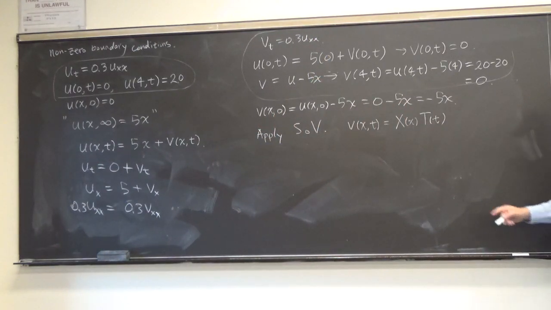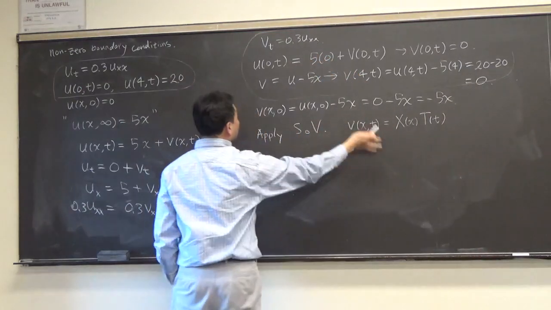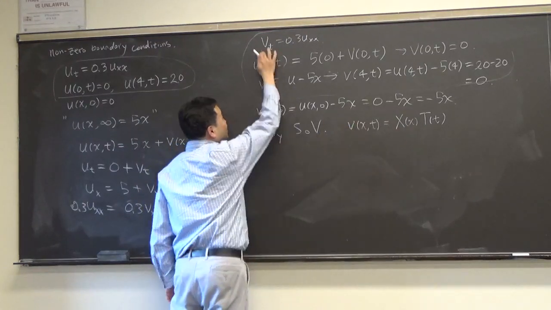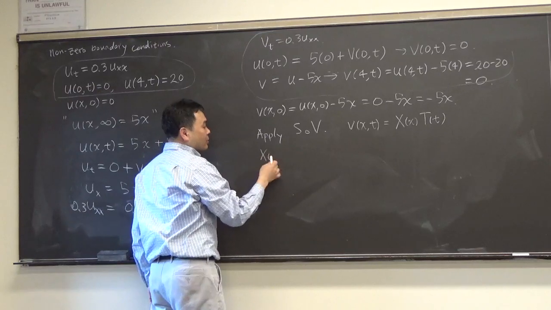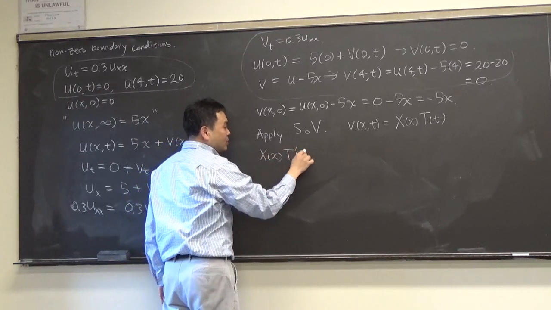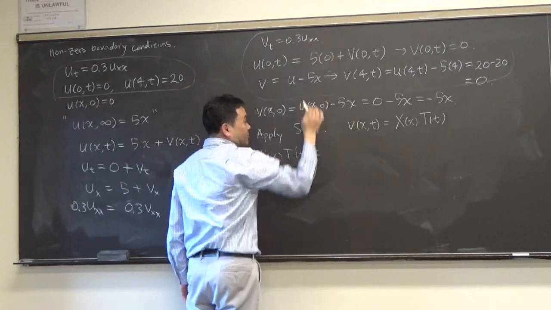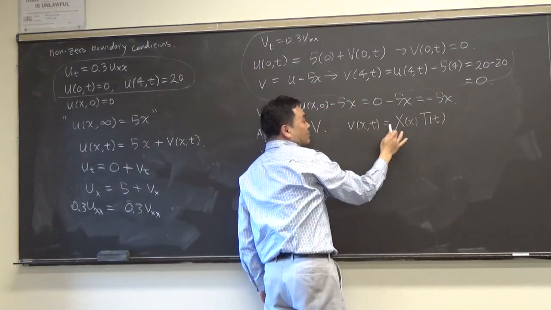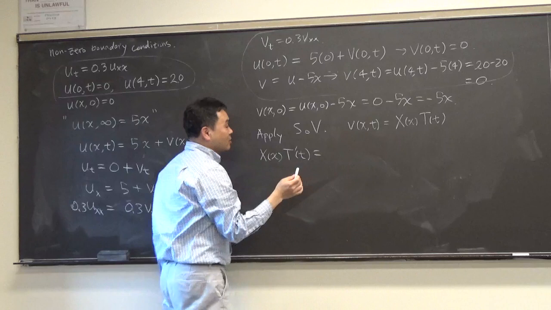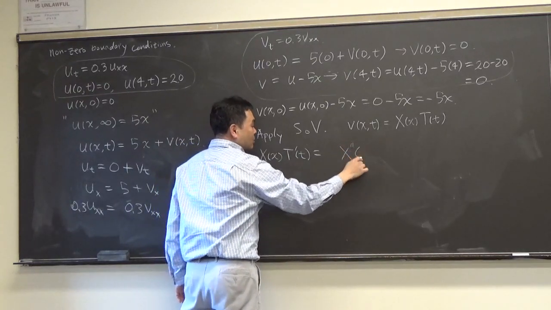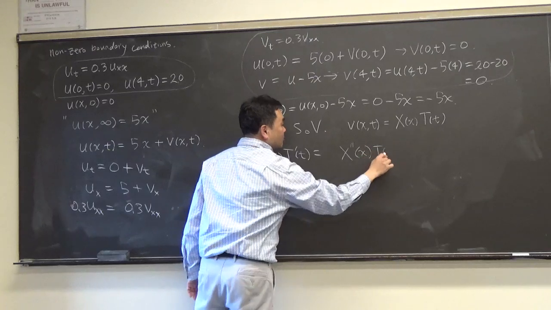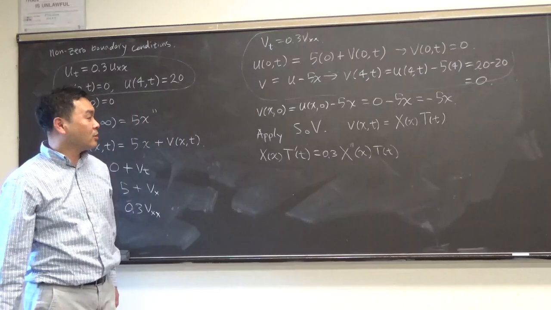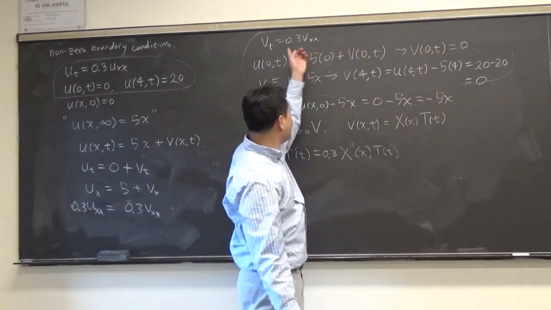And if you plug it into the heat equation, if you plug into the left side, what do you get? If v is X times T, what is v_t? X(x) T'(t). Okay, what is v_xx? That's like taking this and differentiating twice in x, right? So it'll be X''(x) T(t), with 0.3 in the front. So that's what you get if you just plug this into the heat equation.